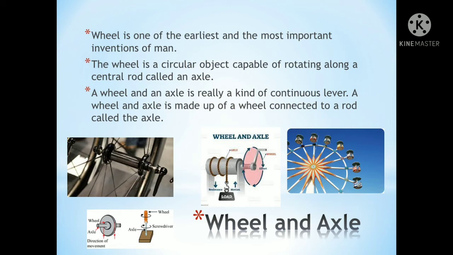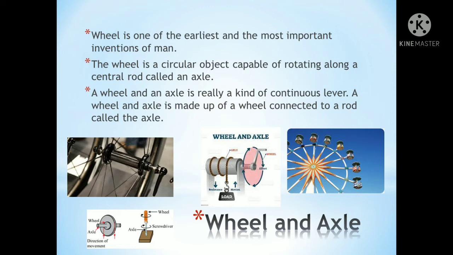One wheel is there. Like in the places where the children play, in the parks and all, the wheel is in the middle, and where it is moving, that is the axle. The axle is helping it to move. In the cycle, I think you can see, no? The wheel is there and in the middle there is the axle. So the axle is helping it to move. Okay, so a wheel and an axle is really a kind of continuous lever. A wheel and axle is made up of a wheel connected to a rod which is called the axle. So this is the idea of the wheel and the axle.